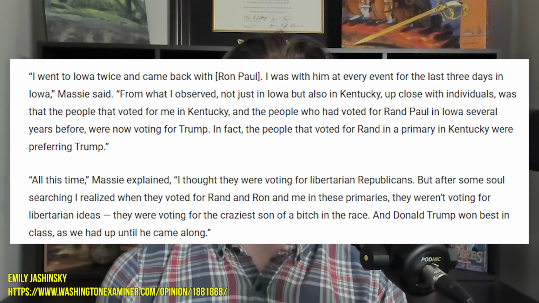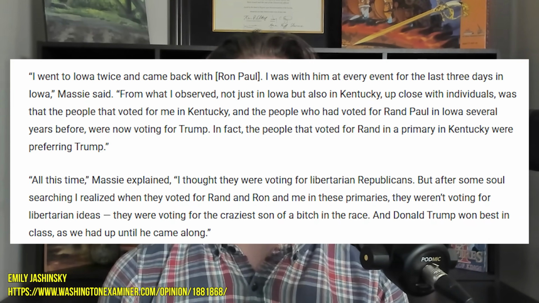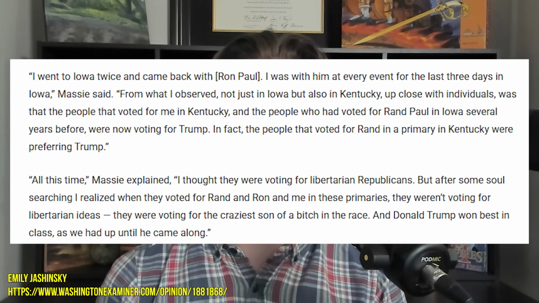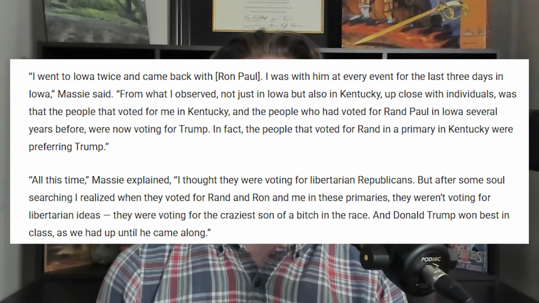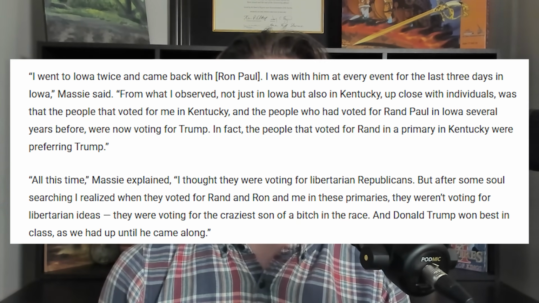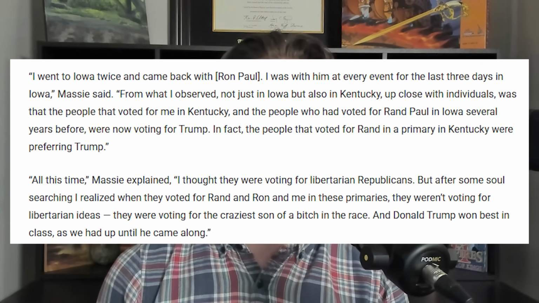Here's what he said. From what I observed, not just in Iowa, but also in Kentucky, up close with individuals, was that the people that voted for me in Kentucky and the people who had voted for Ron Paul in Iowa several years before were now voting for Trump.